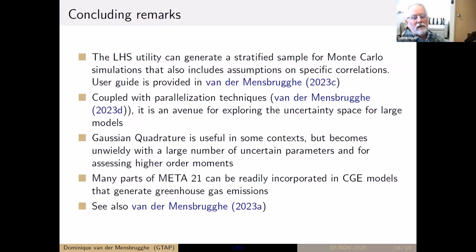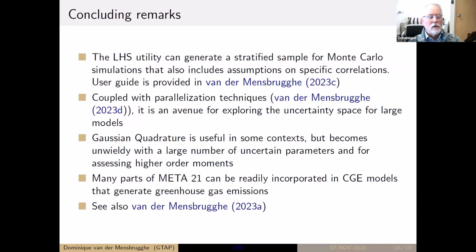So for this Meta 21 work, for example, where I sampled 10,000 times, and you have to run the model twice, one without the tipping points and one with the tipping points. Without the parallelization, it took about 6 hours, and with parallelization, it took 30 minutes. And we've been experimenting with this parallelization for some of our work here at the center as well. I described how to do this in a different working paper that you can also find in the GTAP working paper series. Very, very simple to implement.